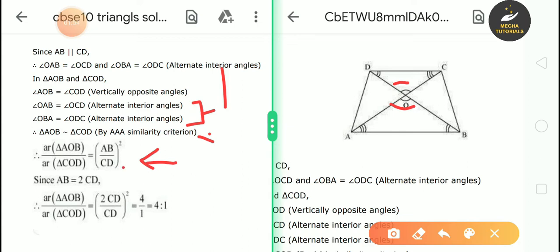Now it is given that AB is equal to 2CD. So we will replace AB by 2CD. So we will get area of triangle AOB upon area of triangle COD is equal to 2CD upon CD the whole square. This CD will be cancelled and 2 square upon 1 will remain, that is equal to 4 upon 1. Therefore we can write area of triangle AOB upon area of triangle COD is equal to 4:1. So this is the final answer.